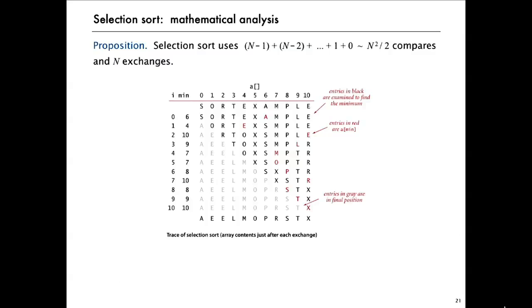Now, it's easy to develop a mathematical model for the cost of selection sort, and here's the proposition that describes that. Selection sort uses about n squared over 2 compares and exactly n exchanges. And just looking at this trace of selection sort in operation really is visual proof of this proposition. In this diagram, the entries in black are the ones that are examined in order to find the minimum each time, with the minimum in red. Entries in gray are not touched. They're in their final position.